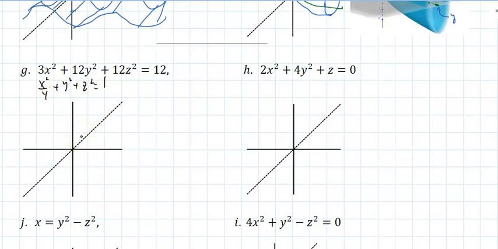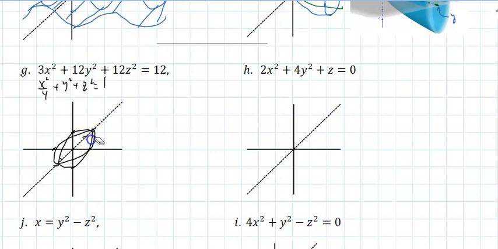Now, if I cover 2 of those, let's say I cover x and y, I know z is between 1 and negative 1. If I cover x and z, y runs between 1 and negative 1. And if I cover y and z, x runs between 2 and negative 2. So on the floor it looks something like this. And there it is.